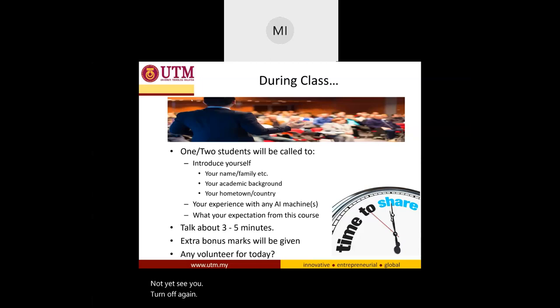Kamu baca subtitle bawah tu. Dia automatik keluar subtitle bawah tu. Oh yes. Nampak tak? Kita cakap sikit dia keluar. Apa yang saya cakap sekarang ni keluar tu. Tapi tak faham bahasa Melayu lah.